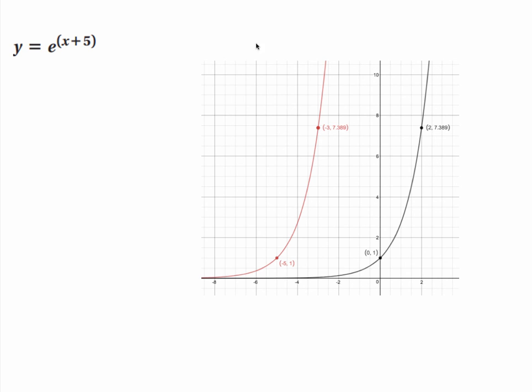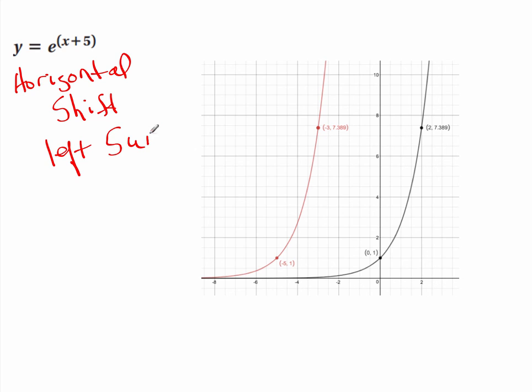And finally, if I have something like e to the x plus 5, this is going to be a horizontal shift left 5 units. The horizontal asymptote stays the same. The entire graph just gets moved to the left 5 units.